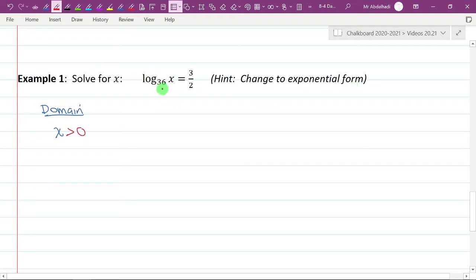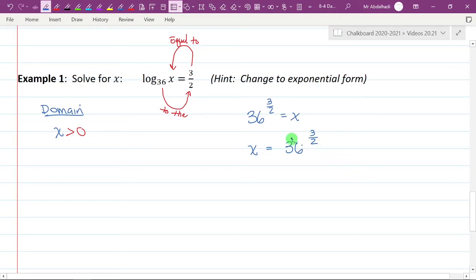So how do you change to exponential form? You start with that base, because remember with logarithms, it's all about that base. And we'll take that base to the power of the thing on the other side of the equation. So it's to the power of this, and then set it equal to this. All right? And what do we get? 36 to the power of 3/2 equals x. We get this as an exponential equation. Let's flip that around because x should be on the left side of the equation. All right, so we get that. And now the question is, what is this?